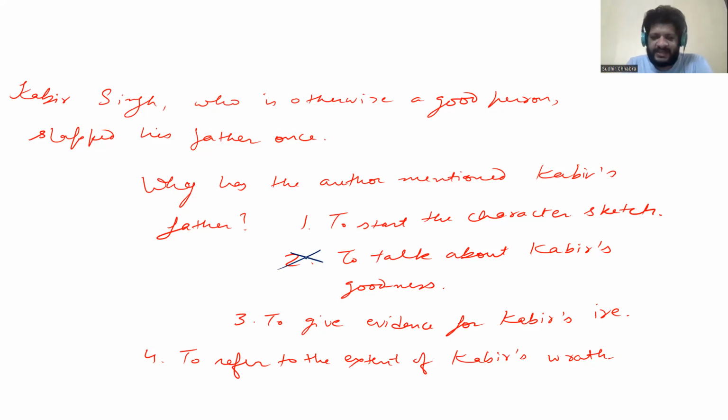To refer to the extent of Kabir's wrath. Wrath again is anger. So improve your vocabulary if you did not know the meaning of the words. Now if we see, slapping your father is not something that you do on a regular basis, and that is here that he did it once. So something that you do, as an extreme, is something that represents the extent of something that you possess.